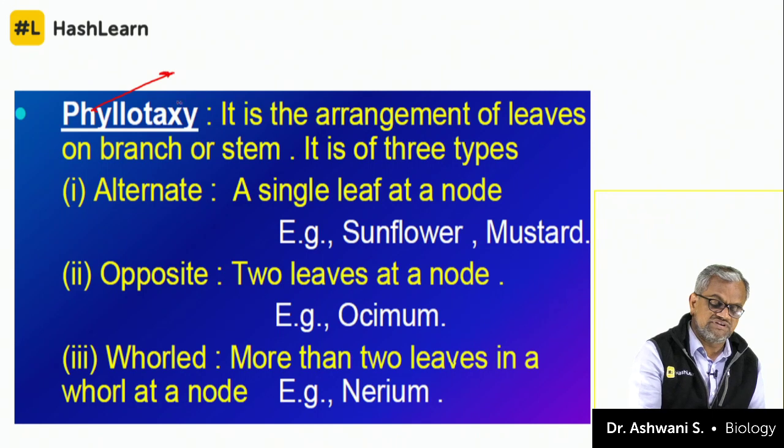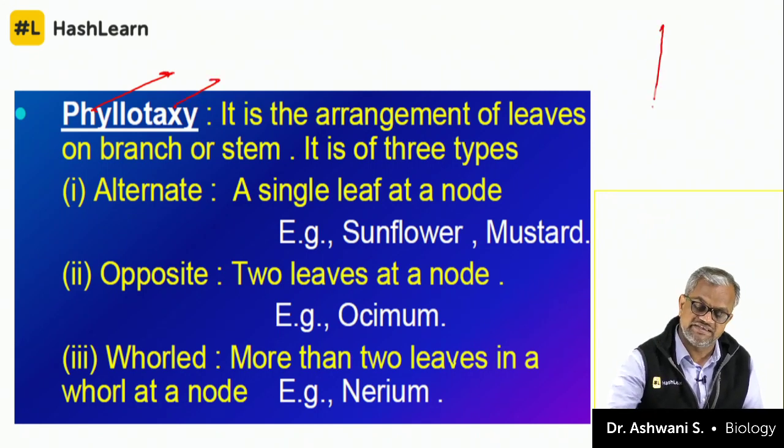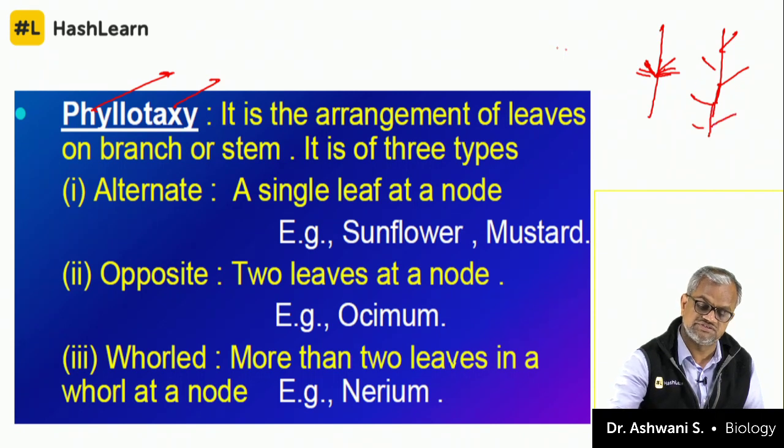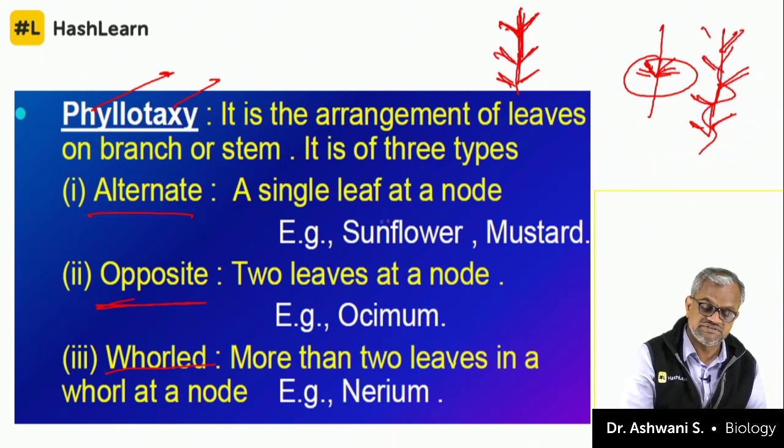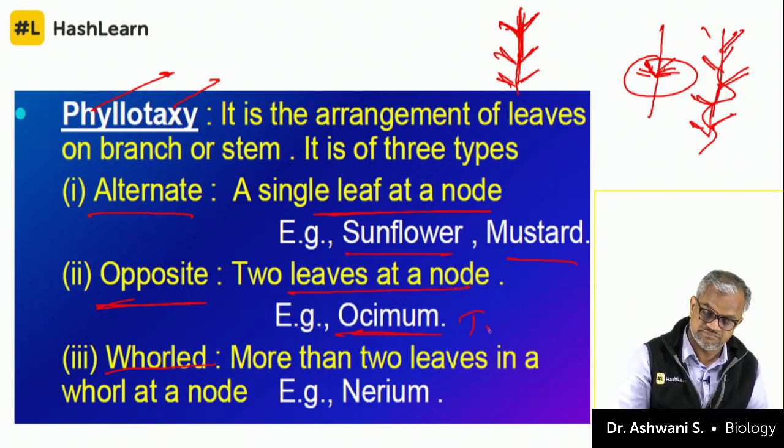Phyllotaxy. Phyllo means leaves, taxy means arrangement. How are leaves arranged? Many leaves may start at one origin only. So these are three types. When they are opposite to each other, it is called opposite. When they are found at one node together, it is called whorled. When there is a single leaf, it is called alternate. Single leaf at a node: sunflower, mustard. Opposite, two leaves at a node: tulsi. Nerium, very important, whorled, do remember.